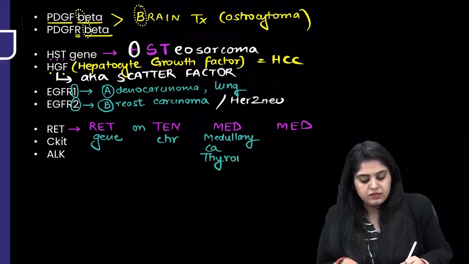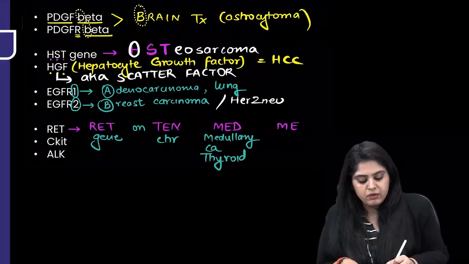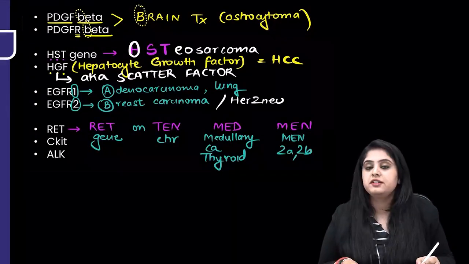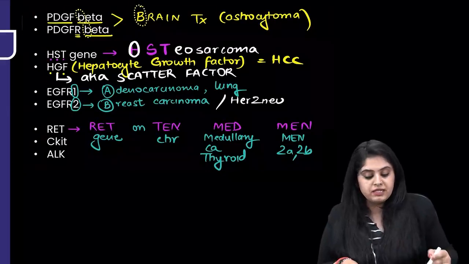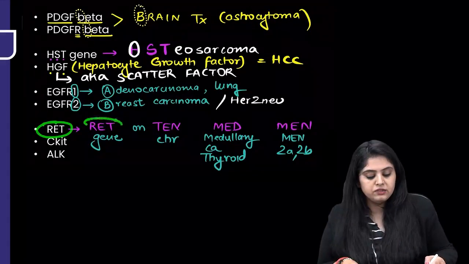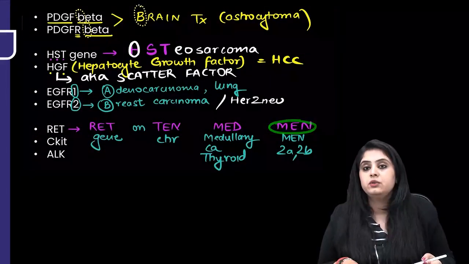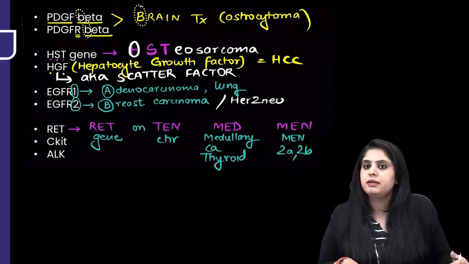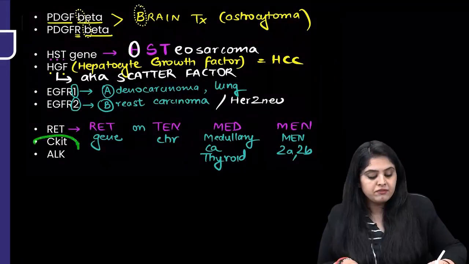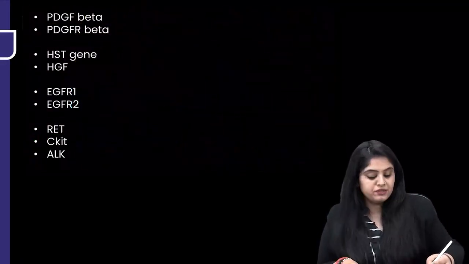And what is the men part of it that I'm talking about? Men is the syndrome. It is associated with MEN2A and MEN2B. Repeating once again, when I say RET, we have RET 10 med men. RET 10 med men matlab RET is the gene, 10 is the chromosome, med is the medullary carcinoma thyroid, and men is MEN2A, MEN2B. So RET bhi ho gaya, RET 10 med men. So simple. Now I'm left with KIT and ALK. I'll take it on a separate slide.